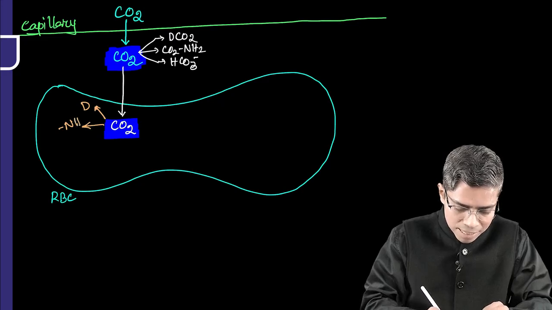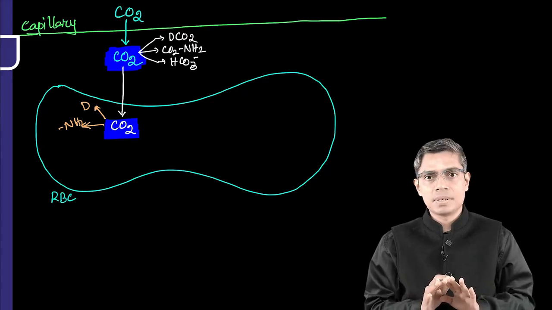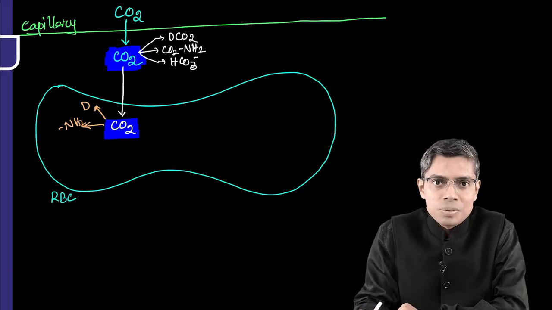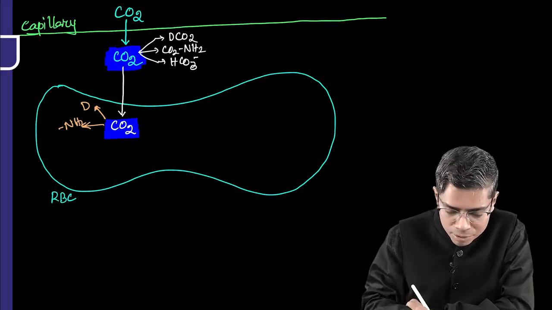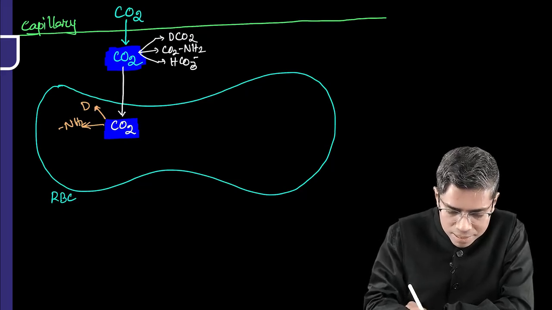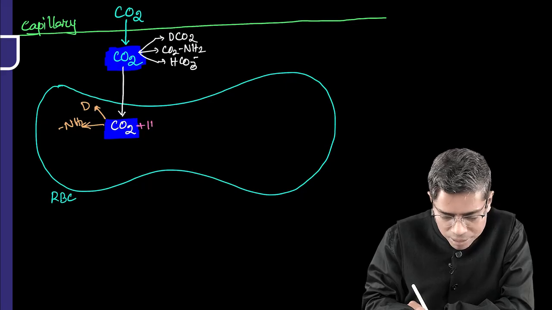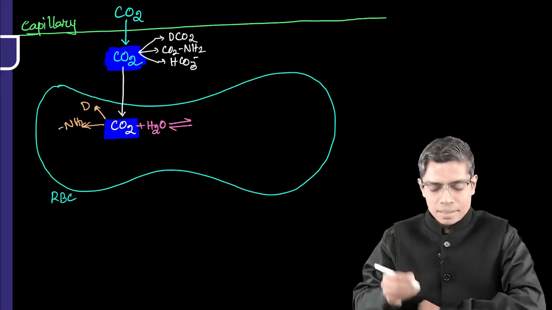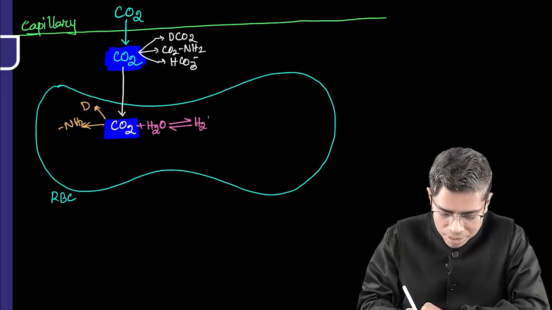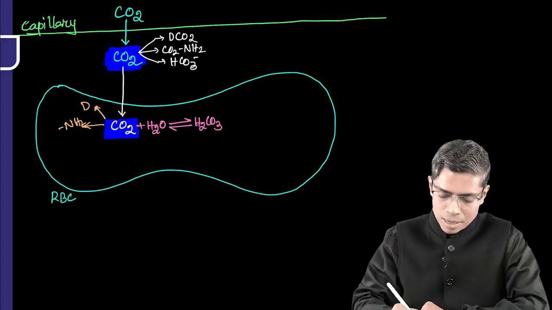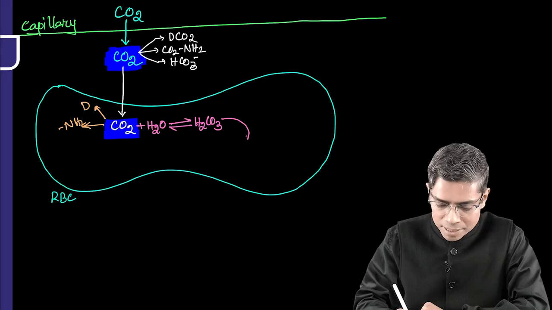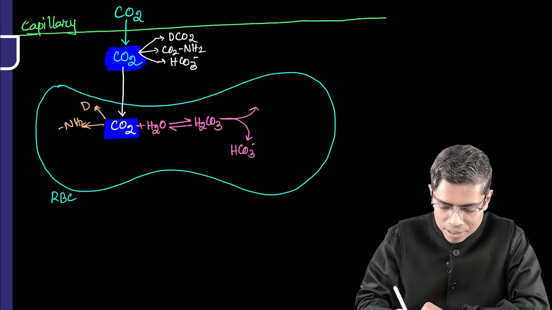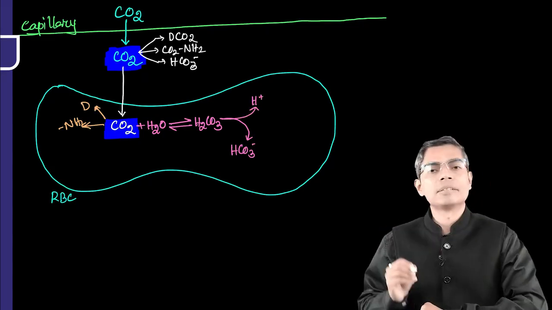It will react with the NH2 group, but I am not writing that. But the main format by which this carbon dioxide will be transported by RBC is bicarbonate. So how will that bicarbonate be formed? This carbon dioxide is going to react with water inside the RBC. The carbonic anhydrase enzyme causes generation of carbonic acid. Now this carbonic acid will dissociate into bicarbonate ions and H plus ion.